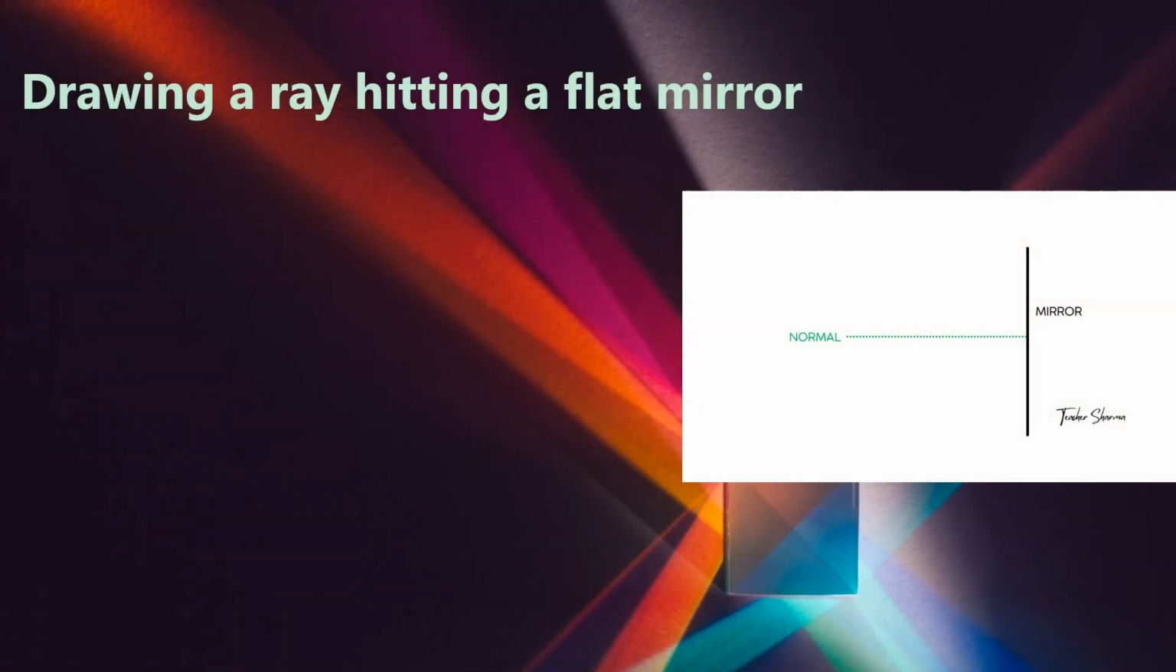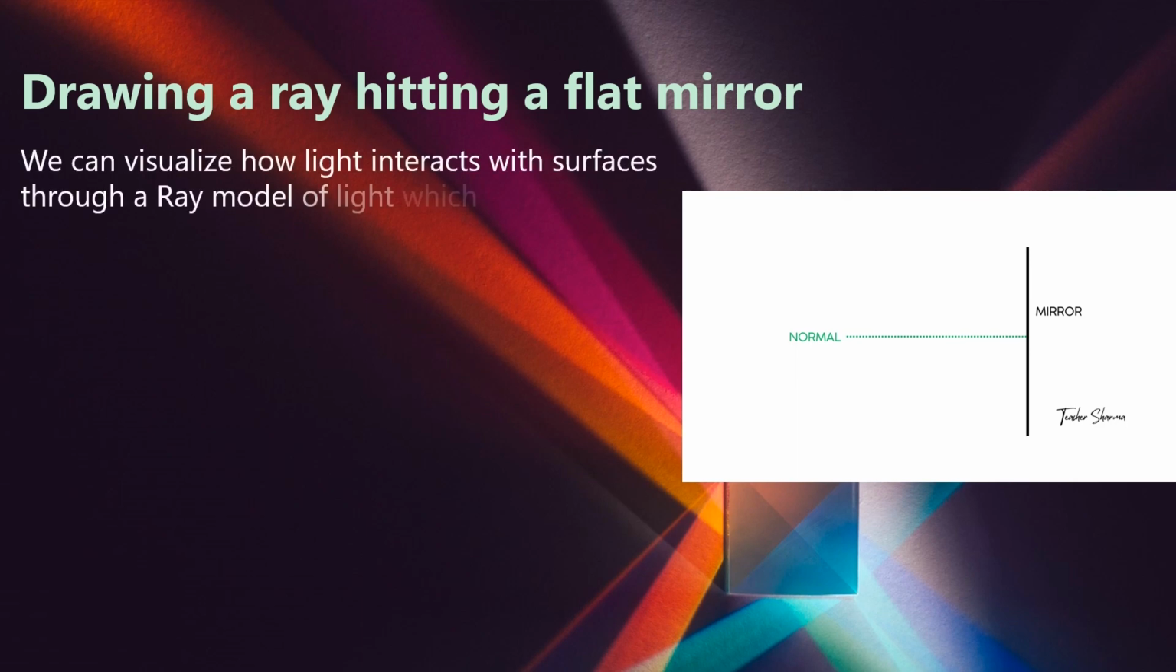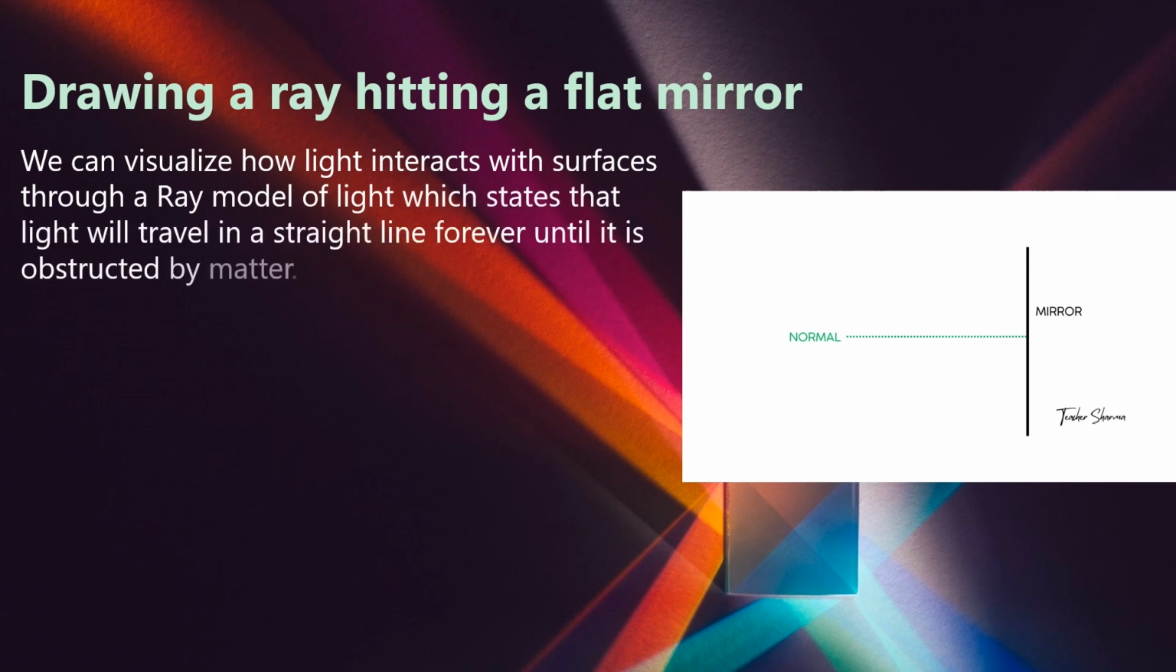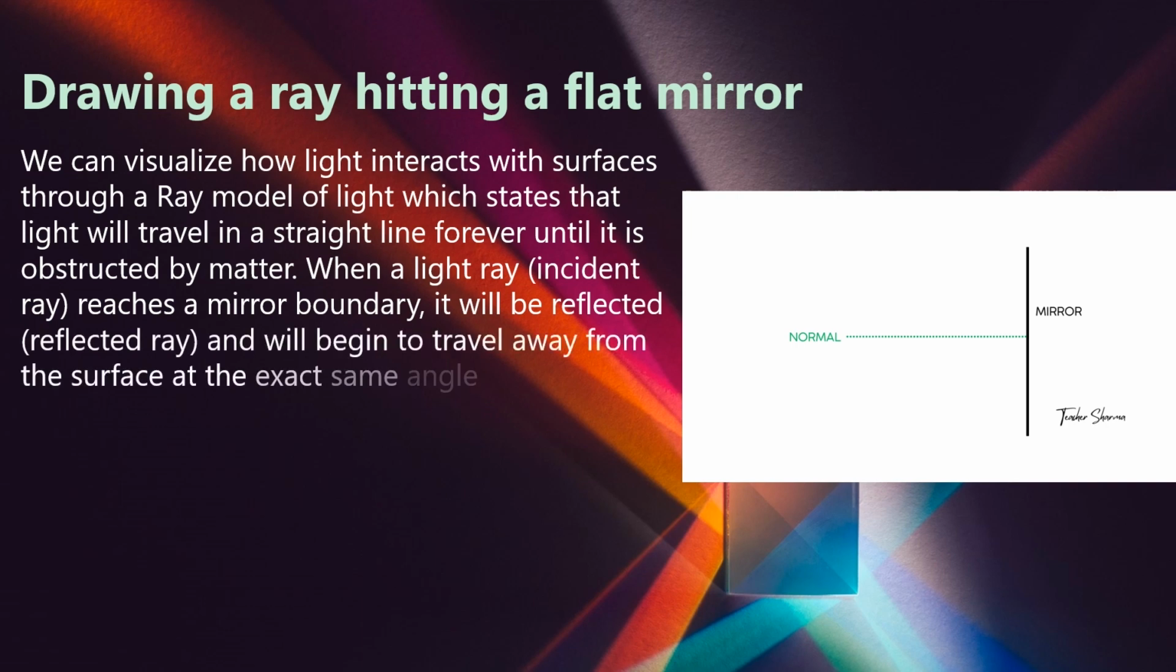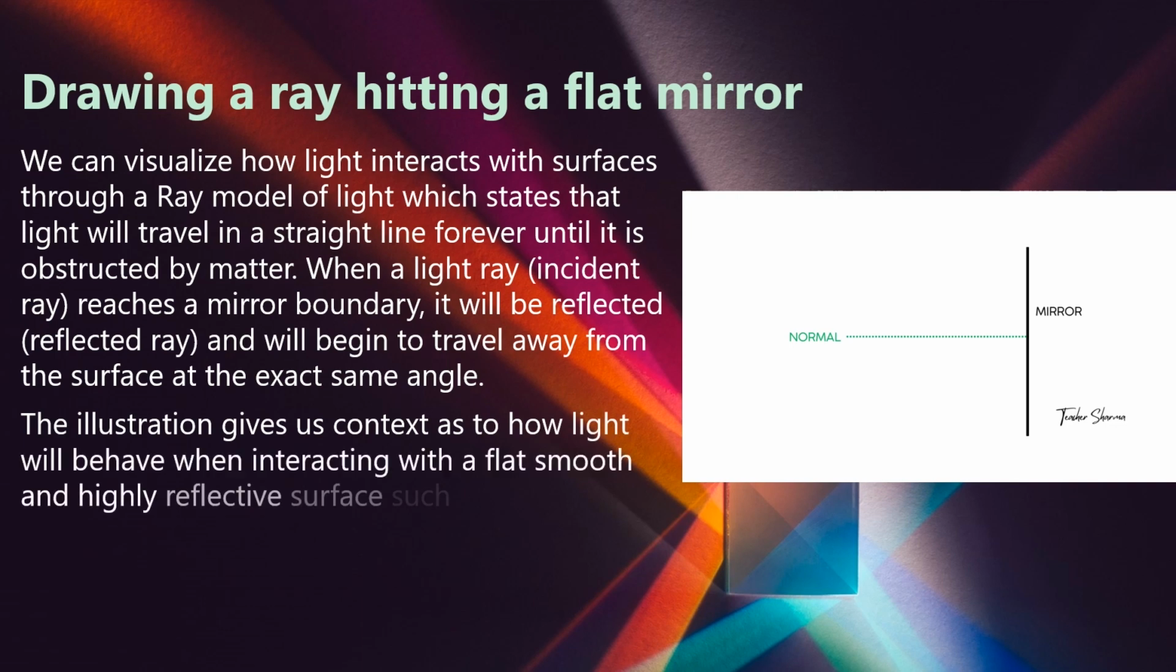Let's talk about drawing a ray hitting a flat mirror. We can visualize how light interacts with surfaces through a ray model of light, which states that light will travel in a straight line forever until it is obstructed by matter. When a light ray, which we call the incident ray, reaches a mirror boundary, it will be reflected, and we call that ray a reflected ray, and it will begin to travel away from the surface at the exact same angle. The illustration gives us context as to how light will behave when interacting with a flat, smooth, and highly reflective surface, such as a raw, polished metal or a mirror surface.